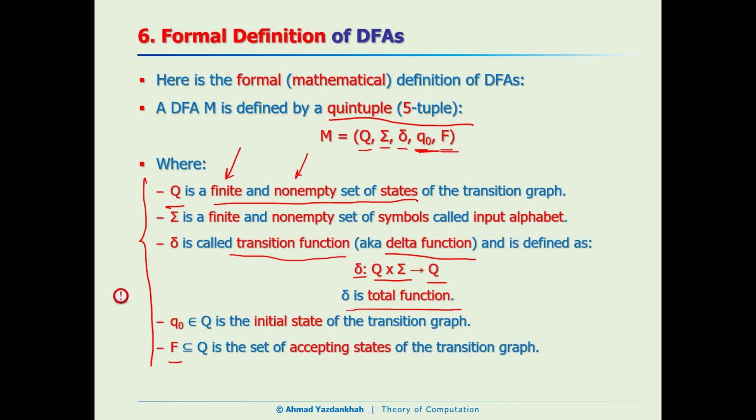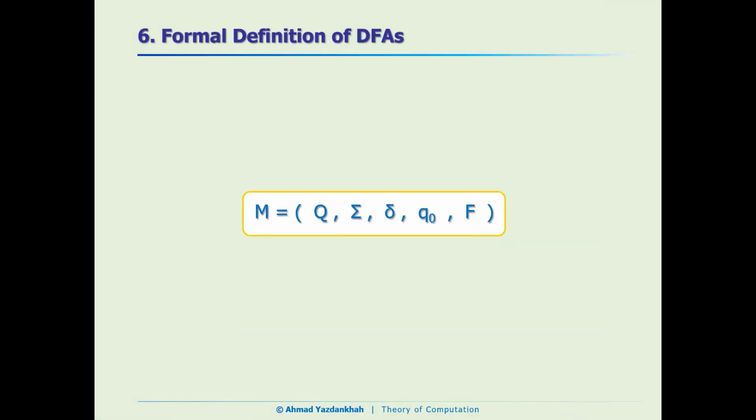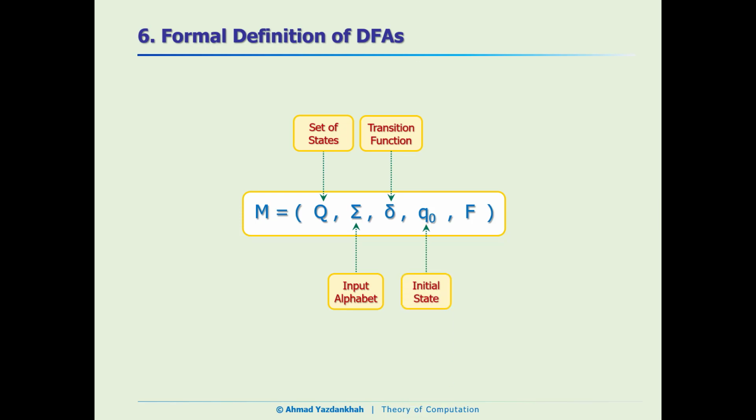So we need some exercise about that. But before that, let me review one more time what these 5 tuples are. The Q is the set of the states. The sigma is the input alphabet. And the delta is the delta function or transition function. Q0 is the initial state. And F is the set of all final states.